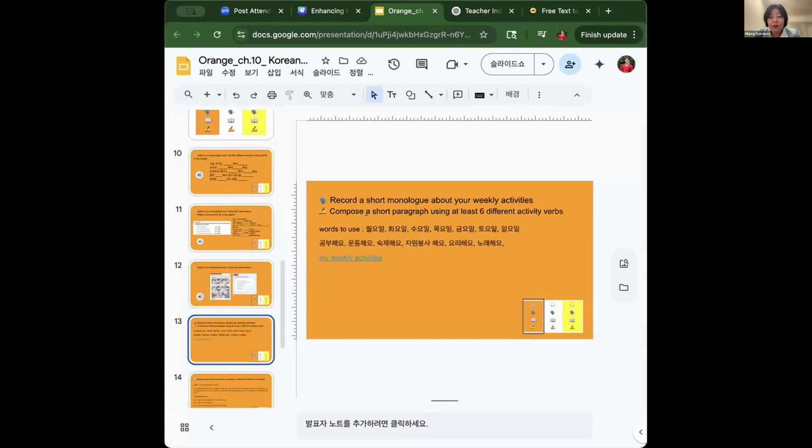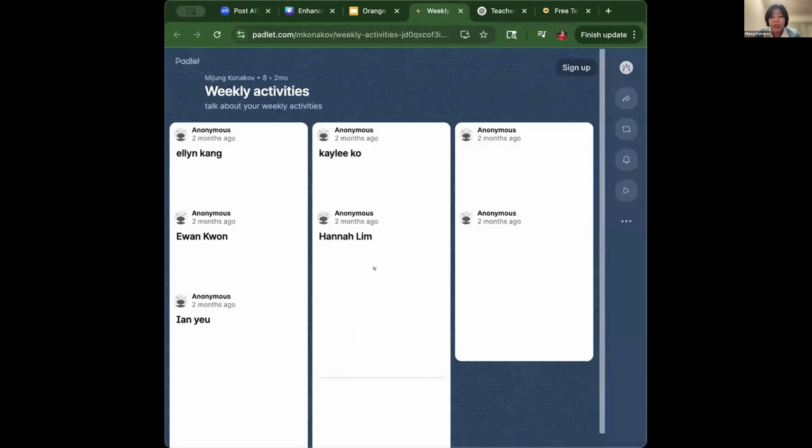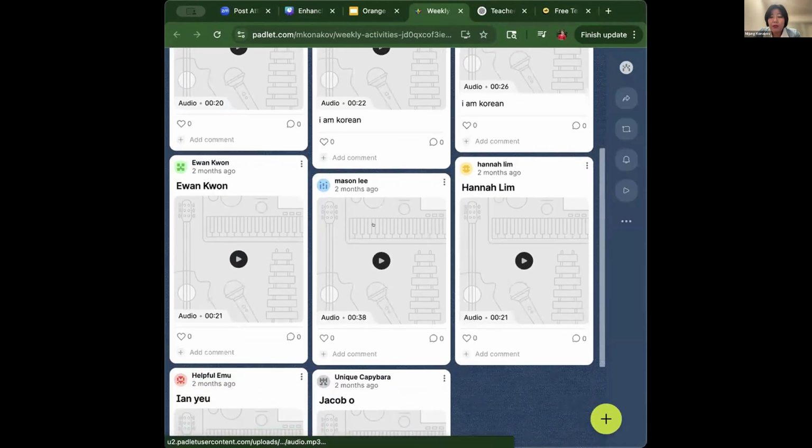And then afterwards, for the advanced class, they need to record a short monologue about their weekly activity. This builds up from the previous chapters, because they learned the names of the days in Korean. So they know Monday, Tuesday, Wednesday, Thursday in Korean. And then I gave different activity verbs in Korean. They need to create sentences so I can check their writing and spelling, and at the end of the lesson they turn in the worksheet. Also, this is their voice recording in Padlet, for example, Mason.